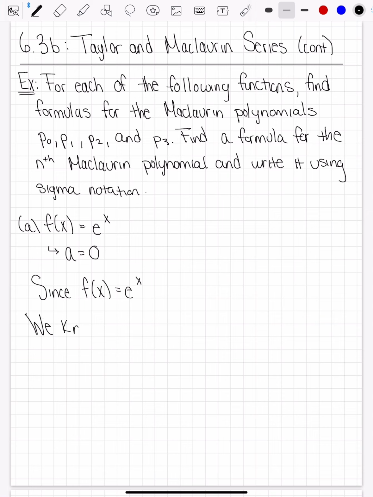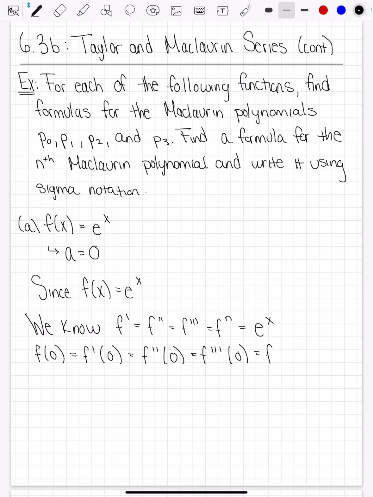So since f of x is e to the x, and we know that the derivative of e to the x is just e to the x, then we know that the first derivative of f is equal to the second derivative of f is equal to the third derivative of f is equal to the fourth derivative of f is equal to the nth derivative of f. It's all the same thing, e to the x. Then when we plug in 0, because remember, we want to evaluate the Maclaurin polynomial, so we have to plug in 0 for a.